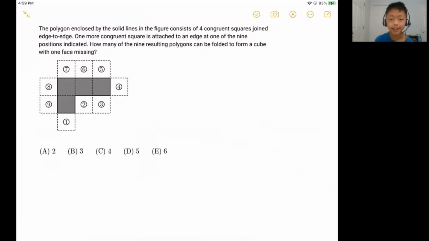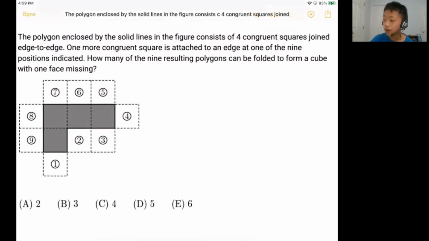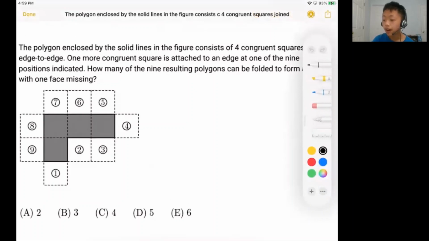So this is kind of 3D stuff, so you have to make sure you have a good idea of what the question is asking. Just as an example, square 4 would work, right? Because let's consider square 4. If we were to imagine folding this polygon, pretend this blue square is the base, the bottom face of the cube. So let's draw that here.